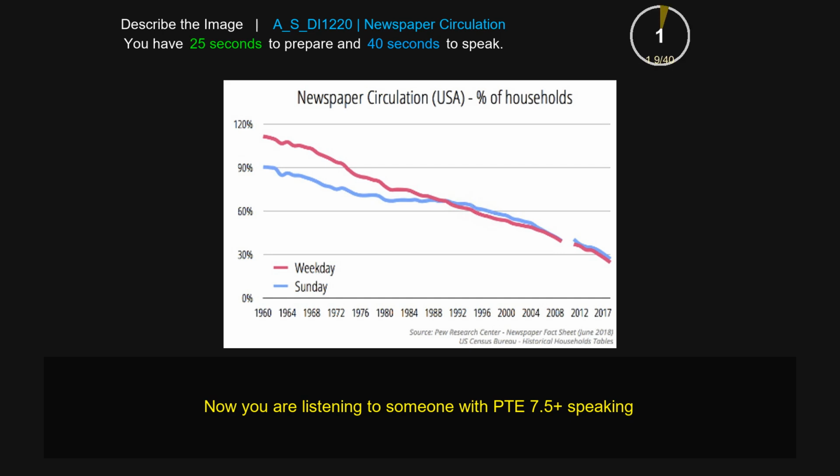The image describes the newspaper circulation USA percentage of household across different categories such as weekday and Sunday. It also provides some information that the highest contribution is 110% on weekday in 1960. On the other hand, the lowest contribution is 30% on Sunday, which is in 2017. After analyzing the image, it can be concluded that this image is showing some crucial information strongly supported by important facts and figures having a great impact. 1996, which is 60% on weekday.